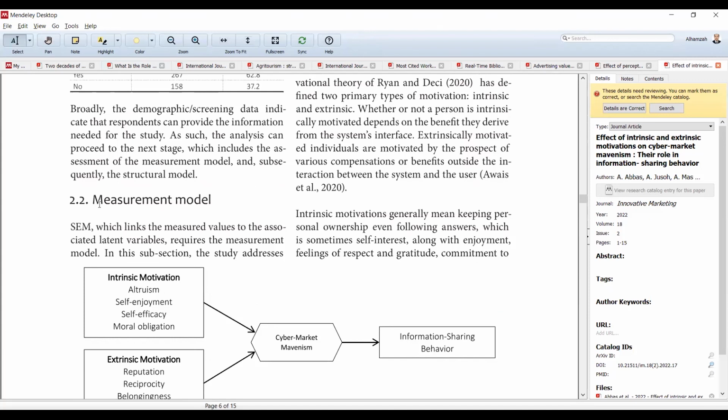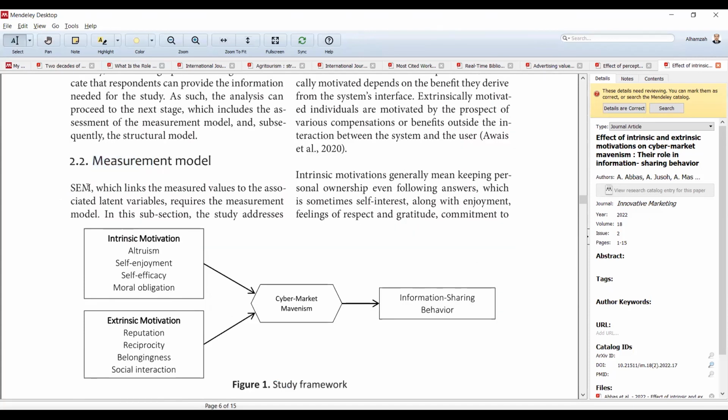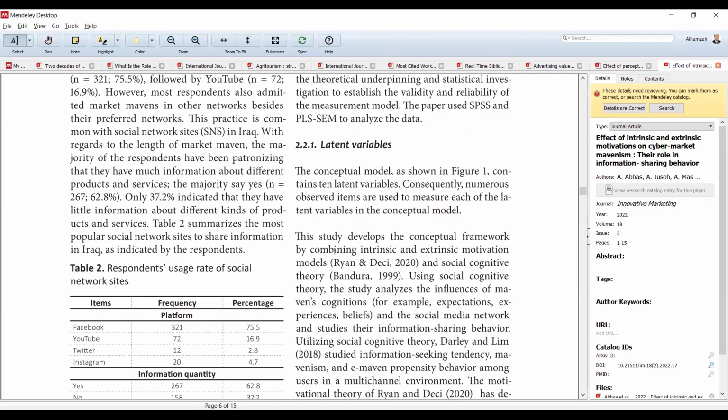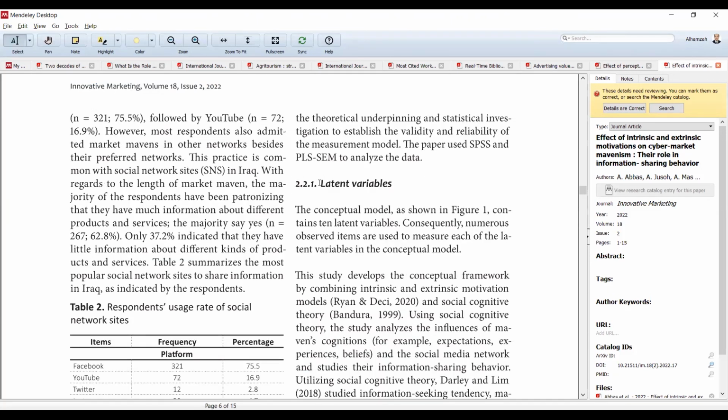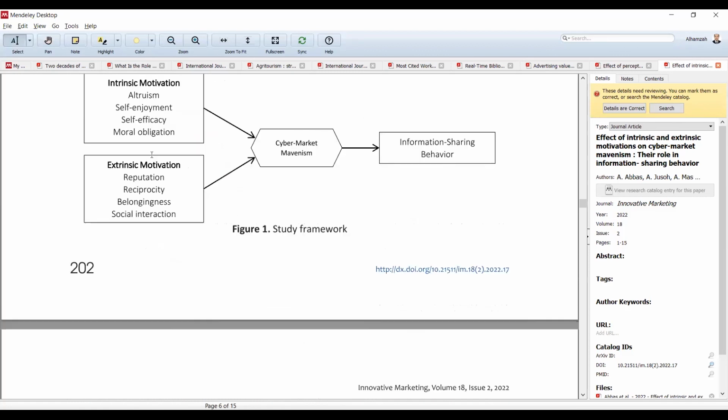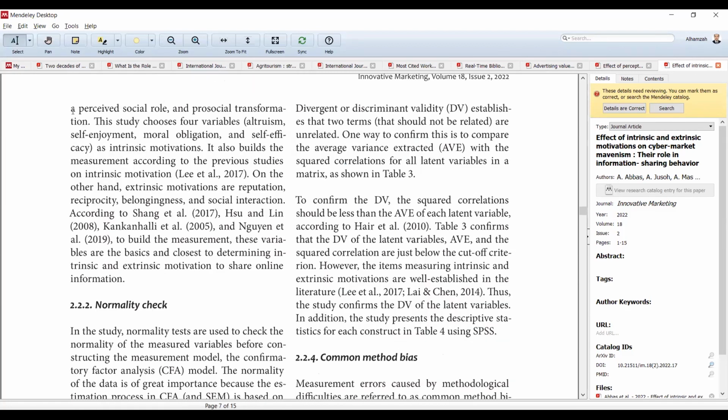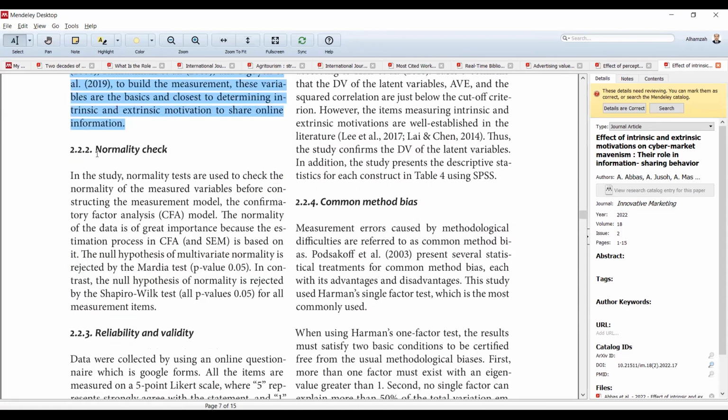Okay, and when I talk about the measurement model, I talk about SEM, which is structural equation modeling, and I go into the details. Here, I start talking about the latent variables, my variables here, and I put a very concise interpretation, or you can say description, for my variables. Then I do the normality check. Actually, the normality check is very important when you do CFA, which is confirmatory factor analysis. This is very important in your chapter 4, when you write it.